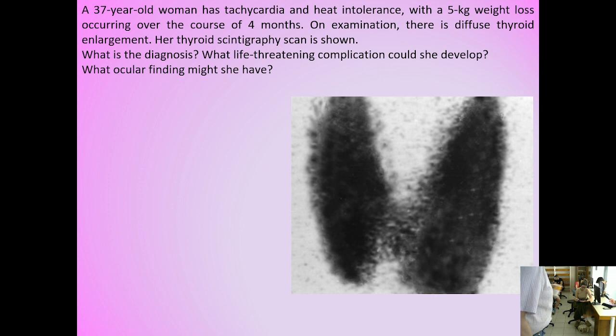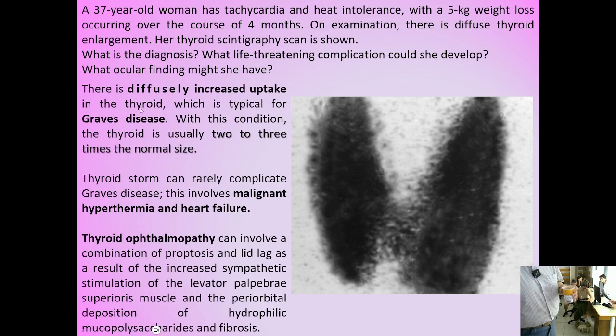And the ocular finding, if this becomes permanent and you don't destroy the hyperfunctioning thyroid cells, what will happen with the eyes? The eyes go out, they protrude. In Greek it is exophthalmos, all right? So now, a diffusely increased uptake is typical of Graves' disease.